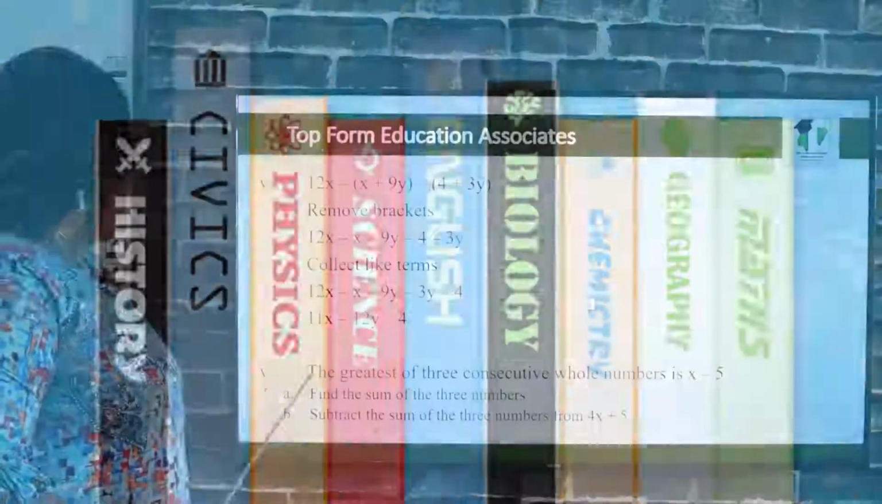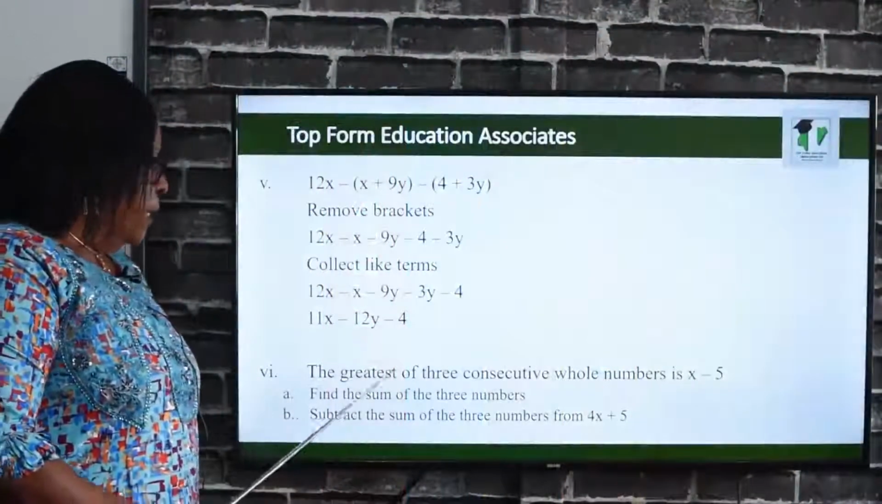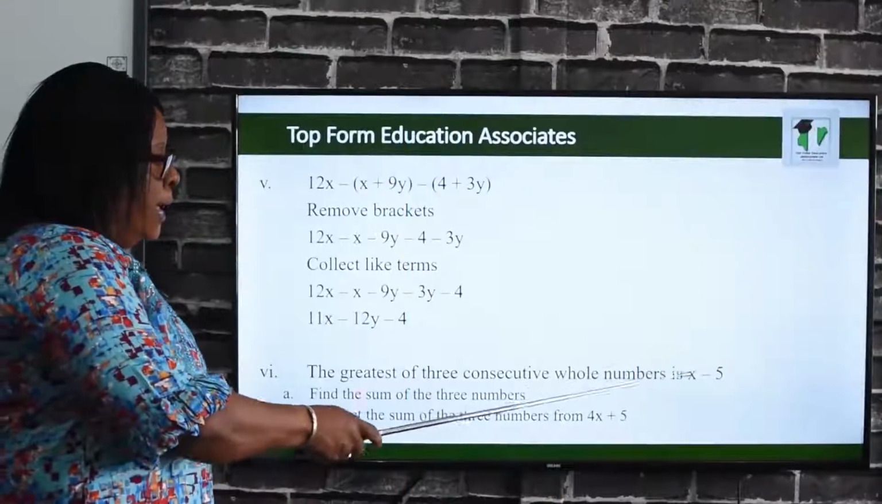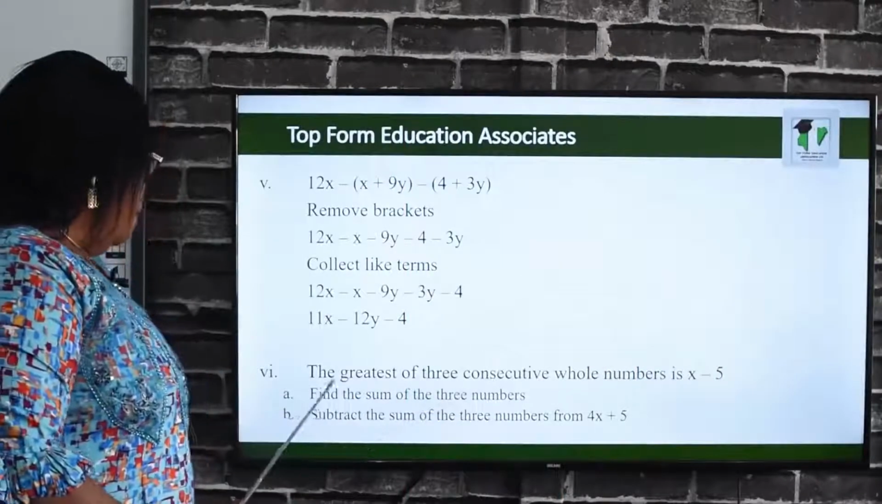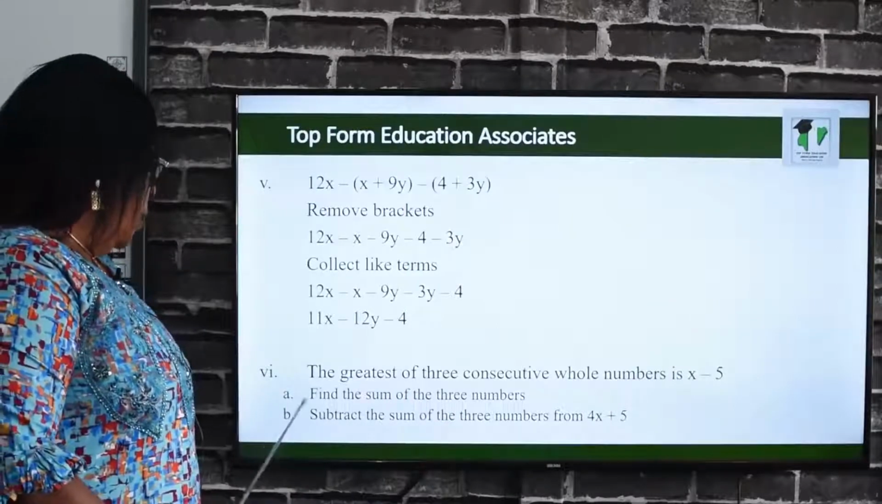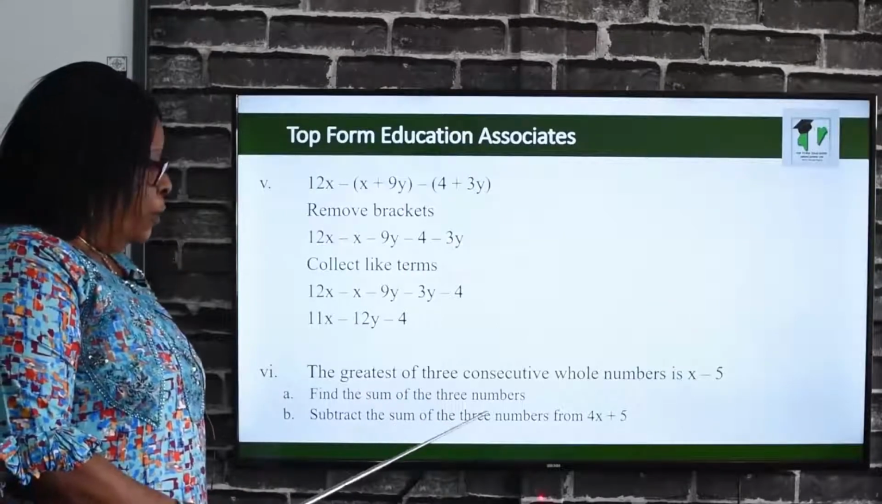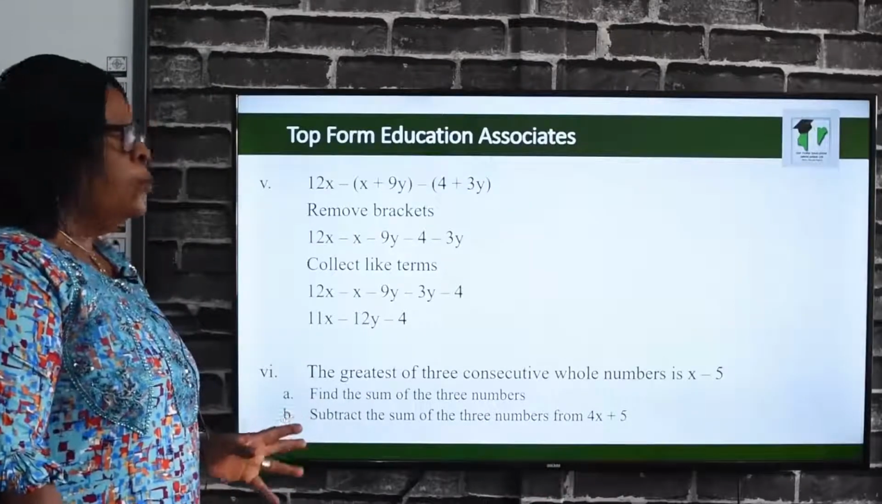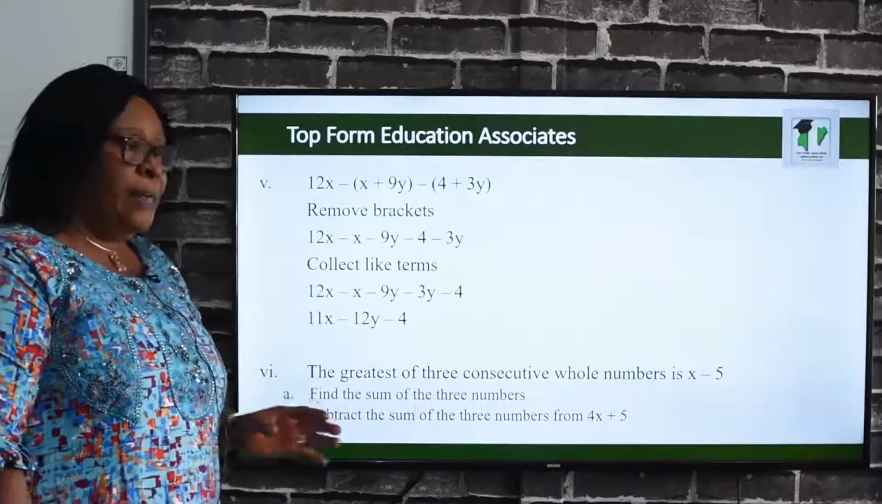Now, question number 6. The greatest of 3 consecutive whole numbers is x minus 5. A, find the sum of the 3 numbers. B, subtract the sum of the 3 numbers from 4x plus 5. Let us look at consecutive numbers.